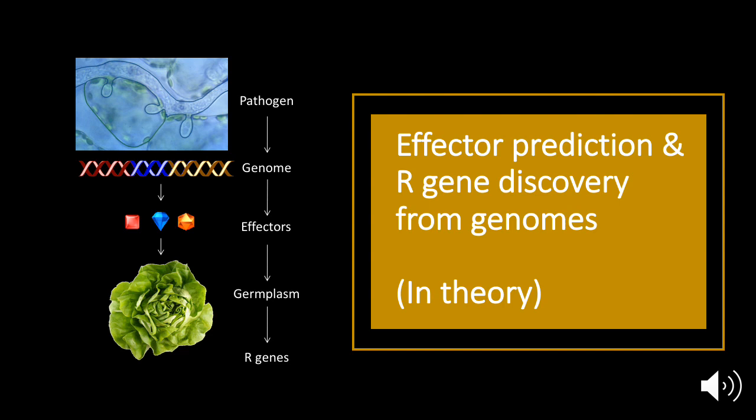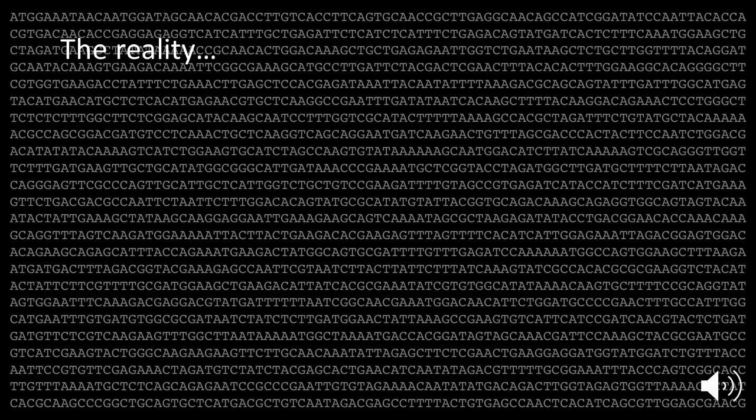Since effectors are major pathogenicity proteins and they're also the determinants of plant resistance or susceptibility, there's a lot of interest in accurately predicting effectors. And in theory, this is really simple. You just take your pathogen, extract the DNA, sequence the genome, find the effectors, and you can screen germplasm for new R genes. In reality, the sequence data you get just looks like a bunch of A's and T's and G's, and it's not necessarily clear where the effectors are going to be.